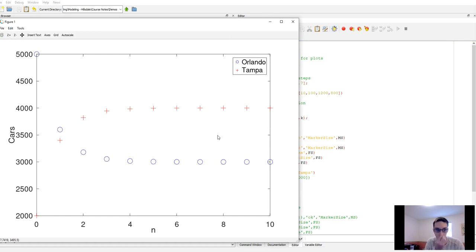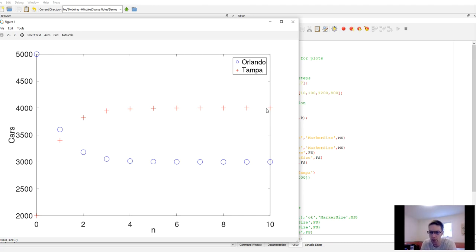And there you go. It looks like what we've got is at time 0, Orlando has 5,000 and Tampa has 2,000. After 1 day, Orlando has maybe 3,600 or so, and Tampa has around 3,400. And then Orlando is going to have maybe 3,200 versus 3,800. And it looks like both values are leveling off and approaching some value.